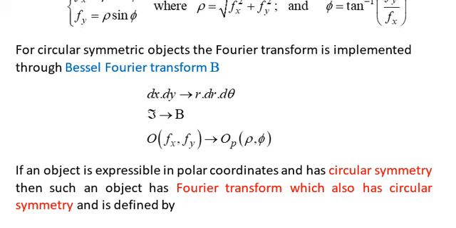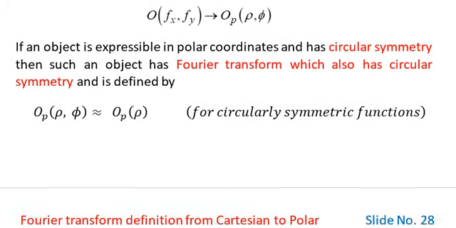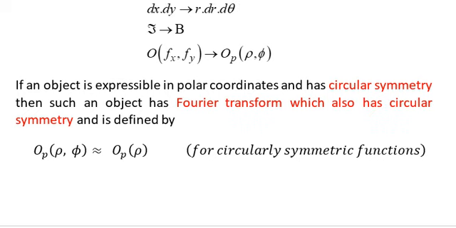So you see that by making these changes we can convert our Fourier integral in the Cartesian coordinates to the Fourier integral in the polar coordinate systems. If an object is expressible in polar coordinates and has a circular symmetry, then such an object has a Fourier transform which also has a circular symmetry. So if the object has a circular symmetry, then its Fourier transform will also have the circular symmetry.